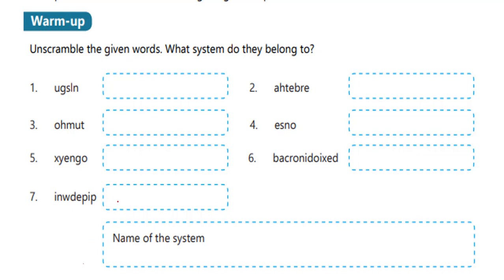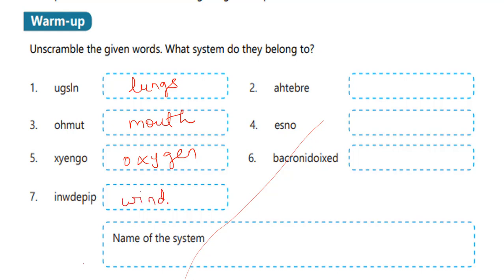So before we start with the topic, let's unscramble these words which are related to our respiratory system. Let's talk about the first word. Can you guess? Yes, it is lungs. Second, mouth. Third, oxygen. Fourth, windpipe. Sorry, please don't go by the numbers. I'm going this way. Here is, this is nose. This is carbon dioxide.